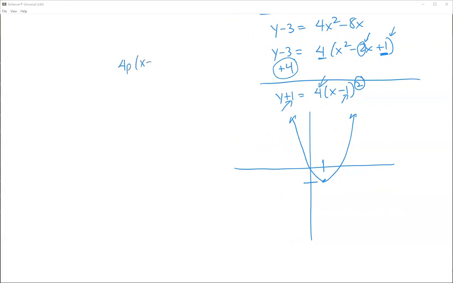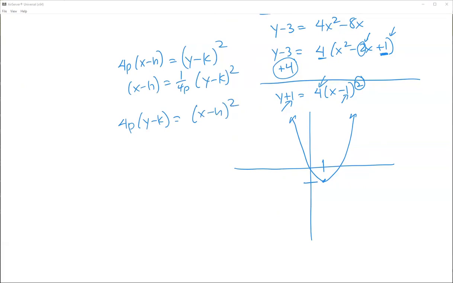It would be x minus h is equal to 4p times y minus k squared. You could also do x minus h is equal to 1/4p times y minus k squared. You could also do 4p times y minus k is equal to x minus h squared. And you could also do y minus k is equal to 1/4p times x minus h squared.